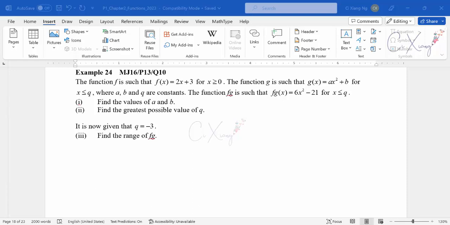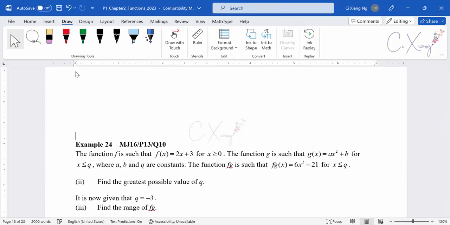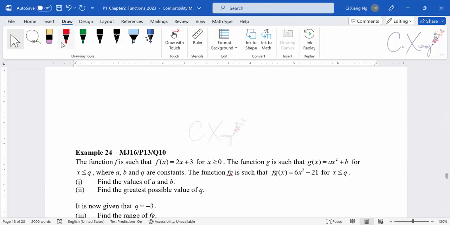Okay, so for this video, we'll be discussing a few more examples about the composite function, but they are focused more on domain and range for the composite function. So maybe you can recall some small concept here before we try example 24 and the next example.